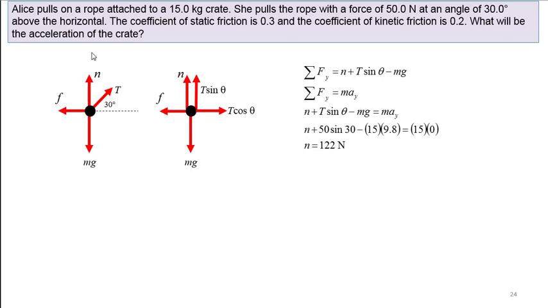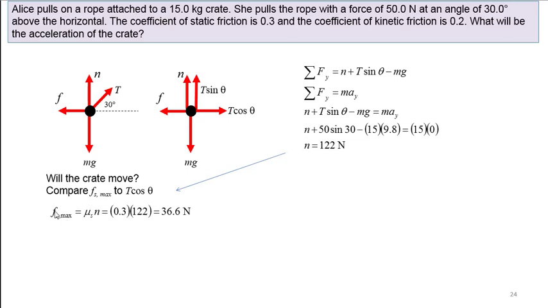Now, we do not know if this object will move. I need to check how big the force of static friction is going to be, and I need to see how big the maximum force of static friction is going to be, to see if this crate will move or not. So I'm going to say, will the crate move? I'm going to compare the maximum force that static friction can possibly supply to the other force that's pulling in that horizontal direction, which is T cosine theta. So the maximum force that static friction could ever supply is equal to mu sub s times my normal, which is 36.6 newtons. T cosine theta is equal to 43.3 newtons.